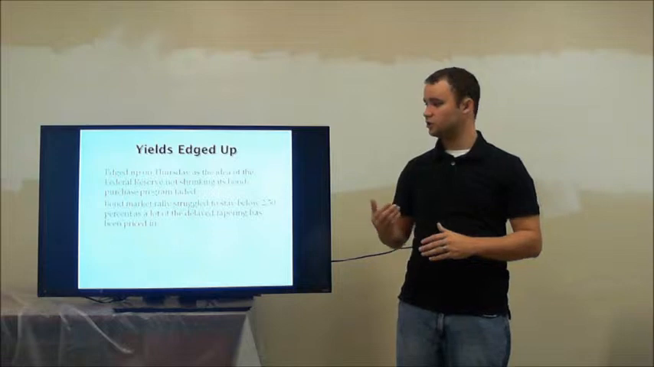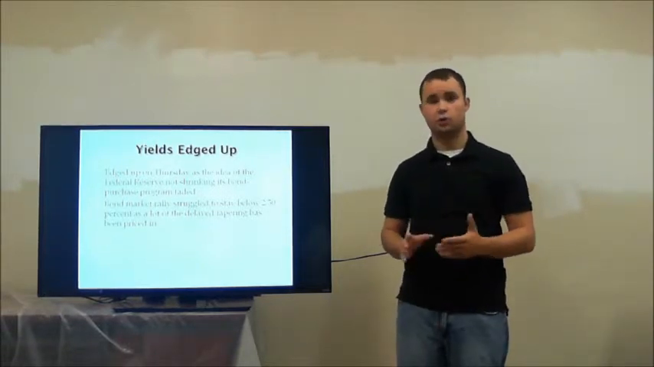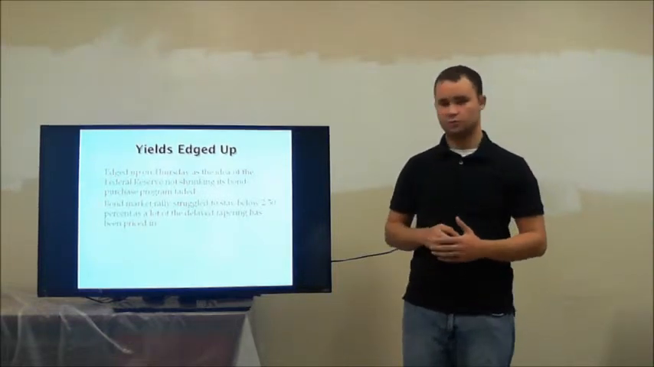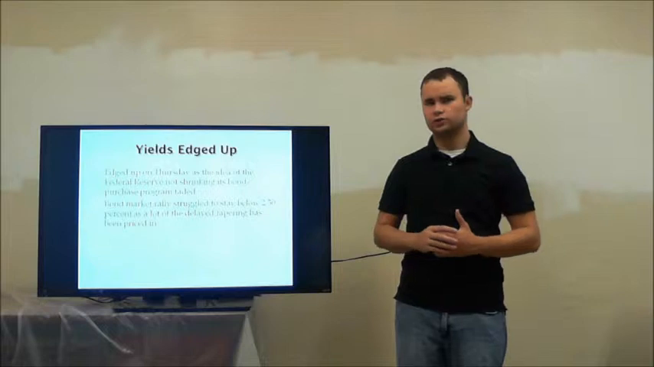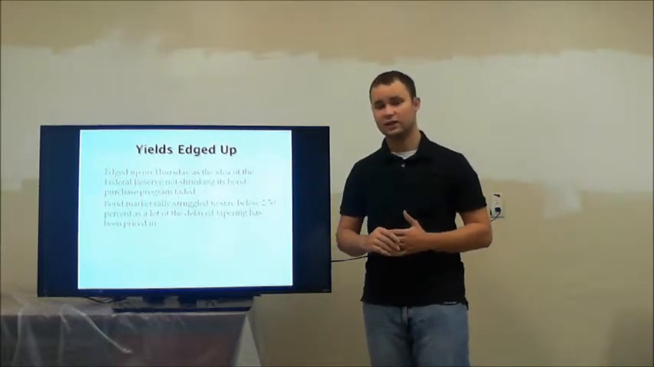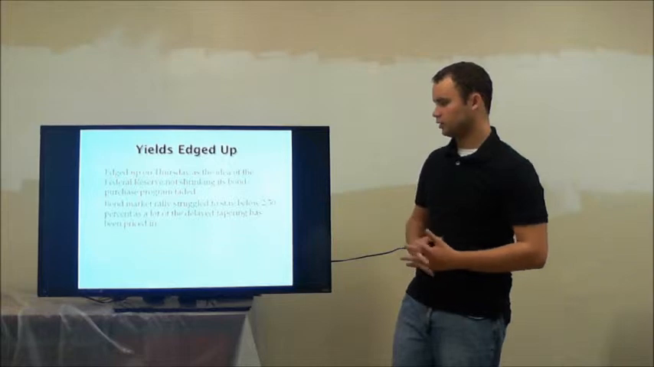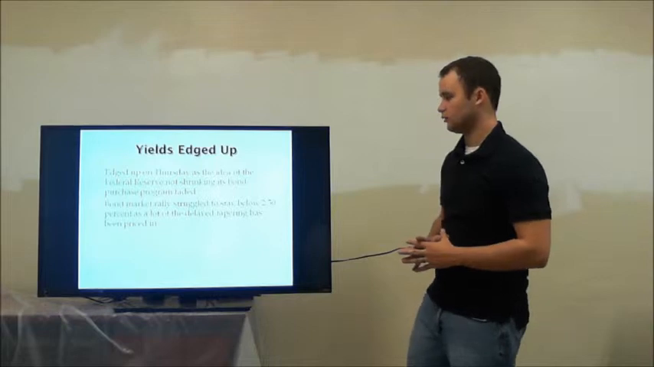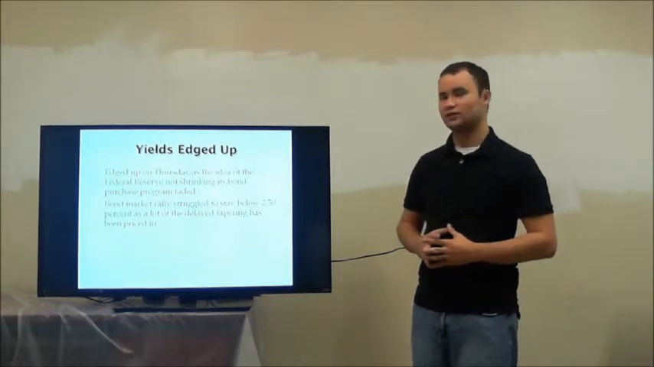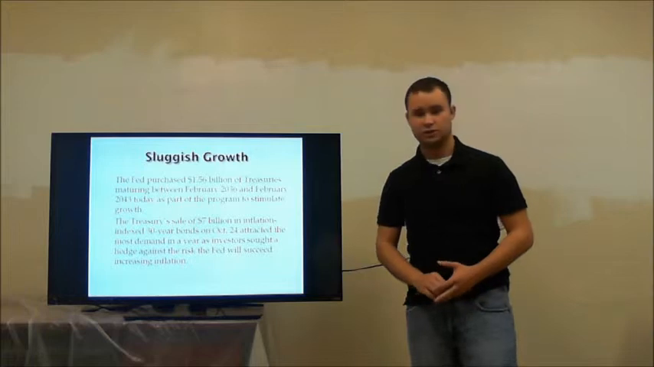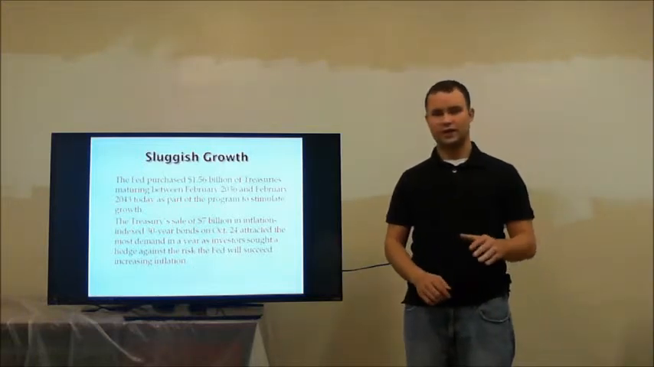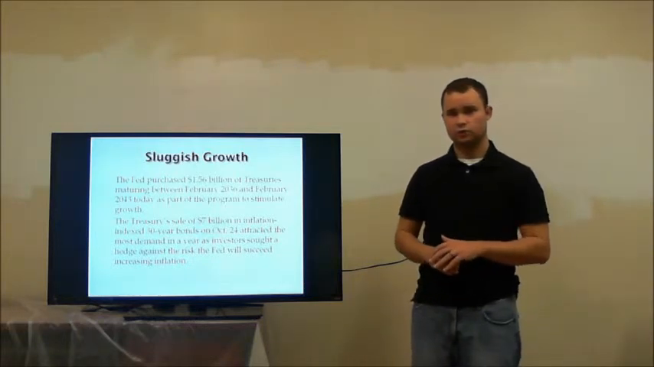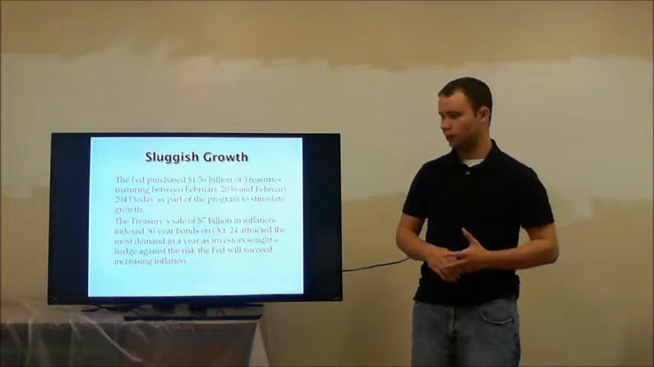Now, on Thursday we did edge up a little bit. Again, you saw the graph that we correlate. The edge up on Thursday is the idea of the Federal Reserve shrinking its bond purchase program. We were thinking it was going to shrink its bond program, however, that idea has faded. Our bond market rally struggled to stay below 2.5%, primarily as a lot of the delayed tapering has been priced in. Now, the Fed purchased $1.56 billion of treasuries that matured between February of 2038 and February of 2043, so about 25 years from now. They did that today, which was at the time Thursday, to go ahead and just move more money.